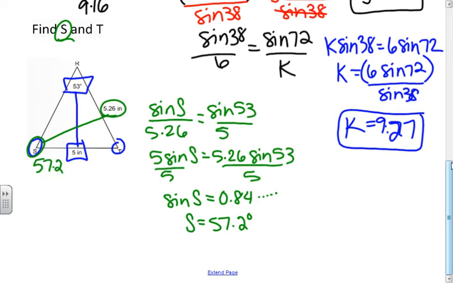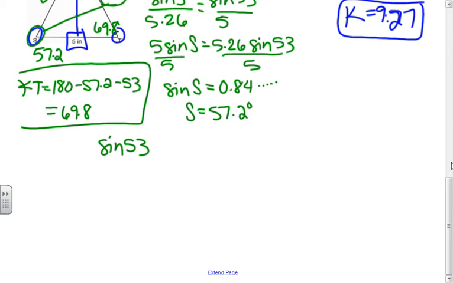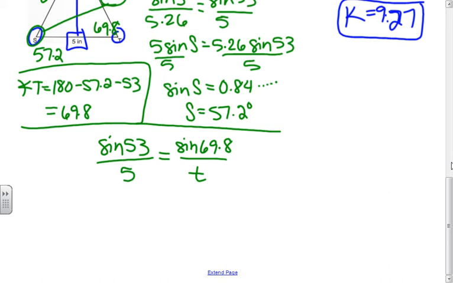Now once you have that, you can subtract to find T. Angle T is 180 minus 57.2 minus 53. So T is 69.8 degrees. And then once you know T, then you can solve for little t. Start with the ratio you were given, that's sine of 53 over 5, which is the same ratio as the sine of 69.8 over little t.